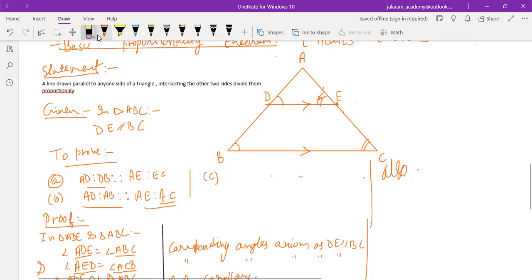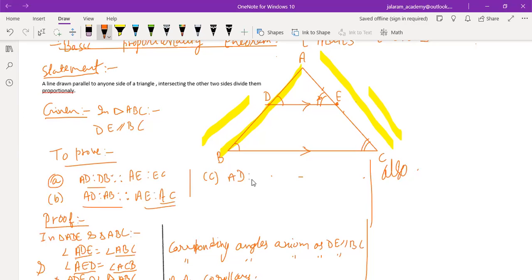So we have to change it. It must be actually AB upon BD equals AC upon EC. AB is to DB, not AD. This is the first part. AB is to DB equals AC is to EC.